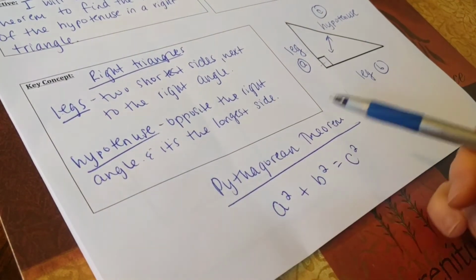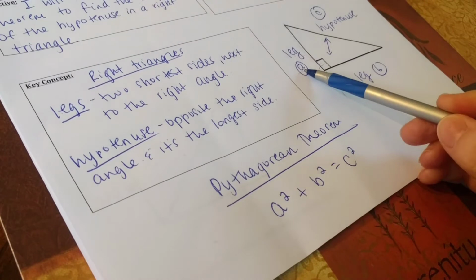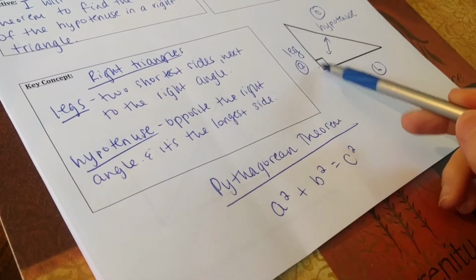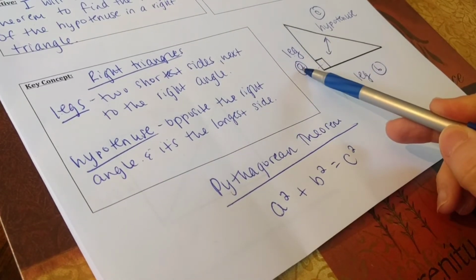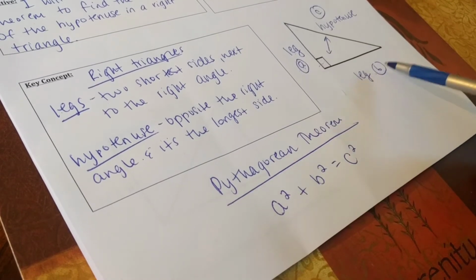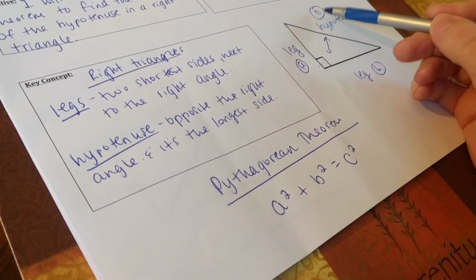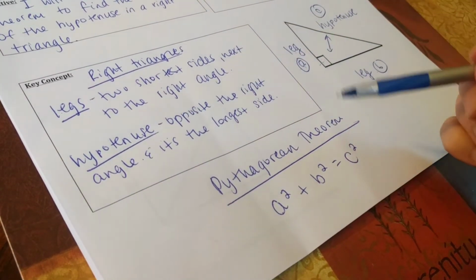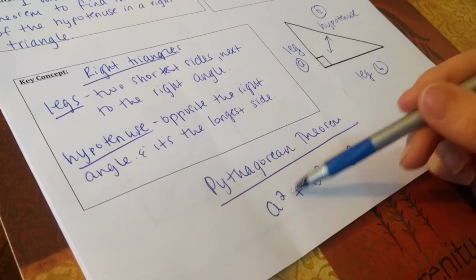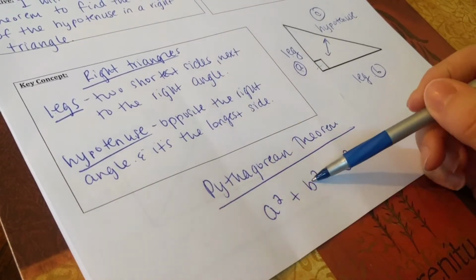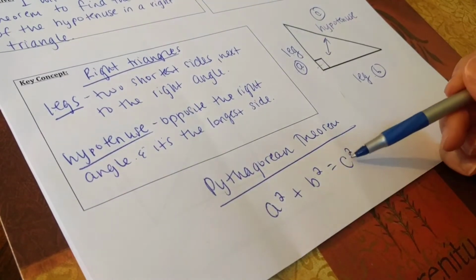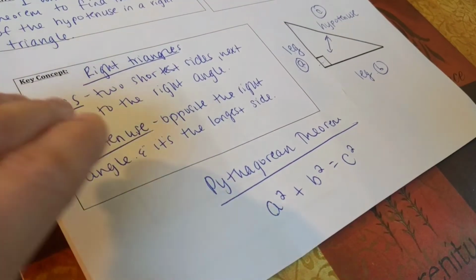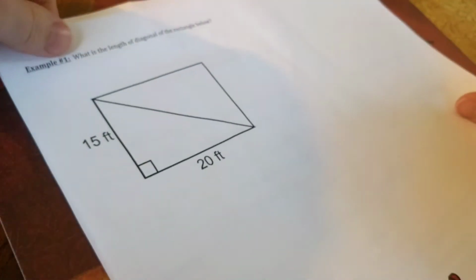So basically, A squared, the length of this side, plus B squared, the length of B, equals C squared. In any right triangle, the sum of the squares of the lengths of the legs, A squared plus B squared, is always equal to the square of the length of the hypotenuse. Let's apply that to example number 1. We had to have that pre-knowledge to be able to do our examples.